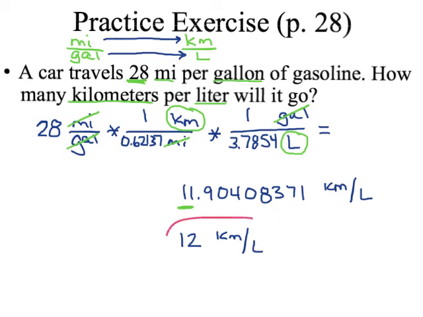I'm going to circle that since it's my final answer. So 28 miles per gallon is the same as 12 kilometers per liter with 2 significant figures.